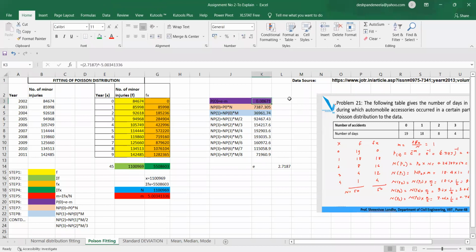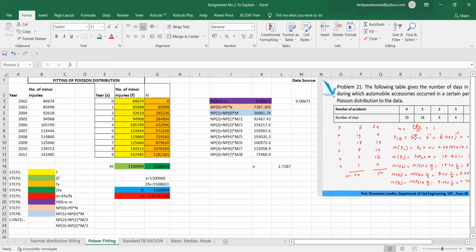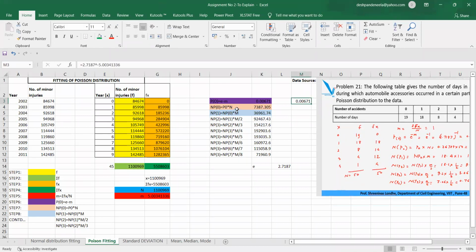Now what you will do? Simple. e raised to minus m. So I'll demonstrate this over here. Is equal to 2.7187, again raised to minus. Now what is m? 5.003413. Enter, and that's what is my answer. Now you cannot drag it over here because all the values are going to be different. Calculations are going to be different. So now once this is got, now go to the next one.